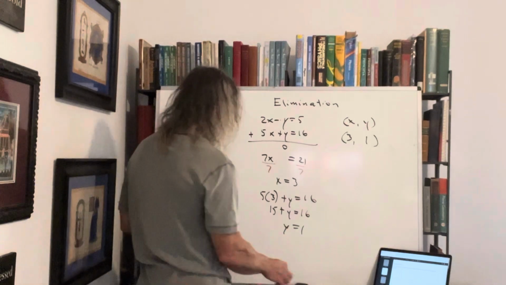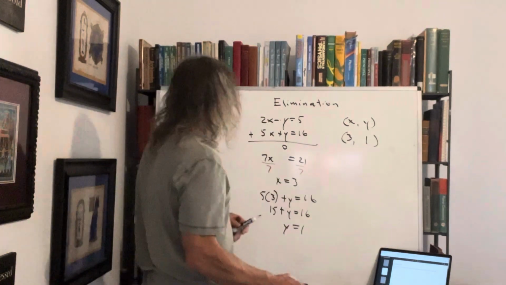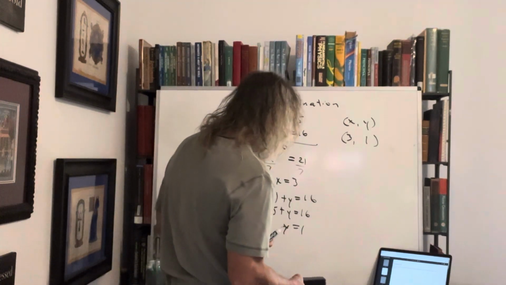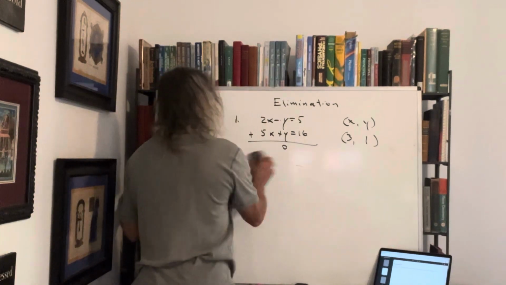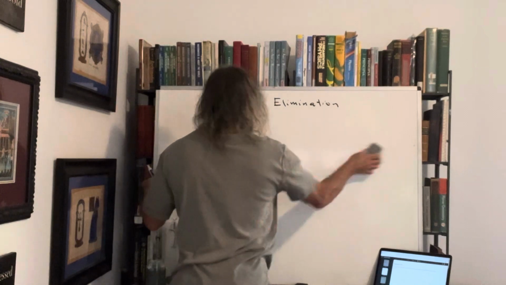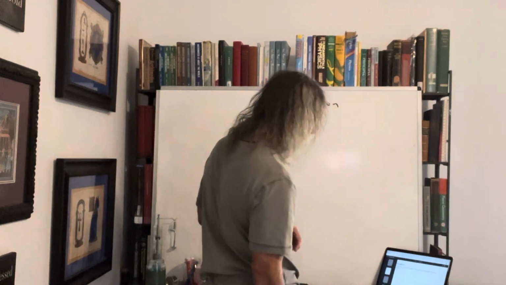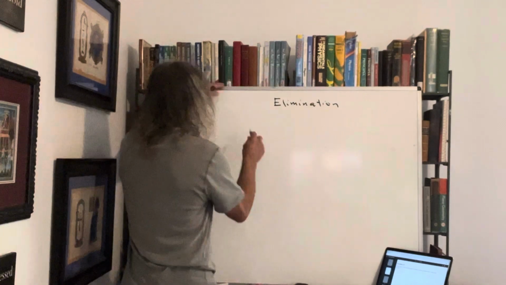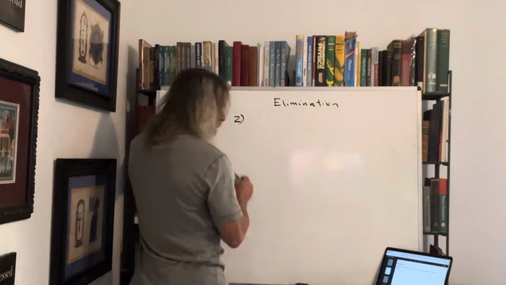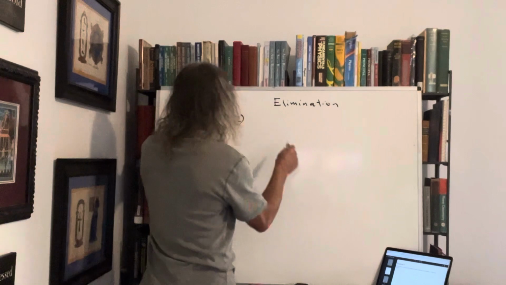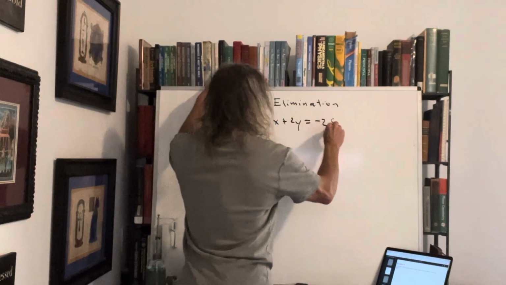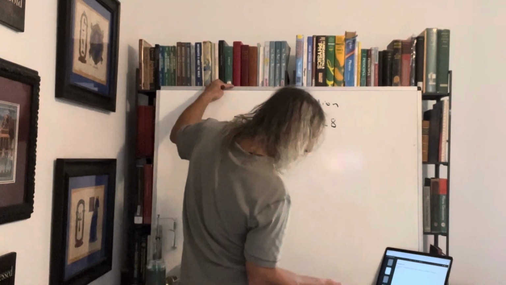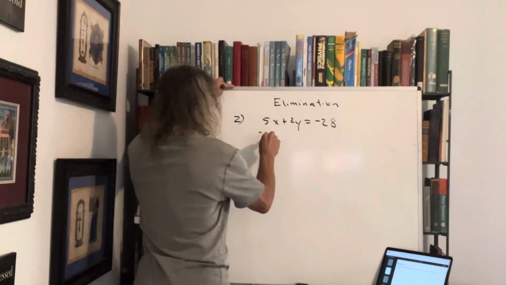Okay. Number 2. Let's try this one. Again, you can stop, rewind, replay, take some notes. But if I stopped, the video would take forever and it'd be boring and stuff. So, 5x plus 2y is negative 28, and negative 5x plus 3y is 8.